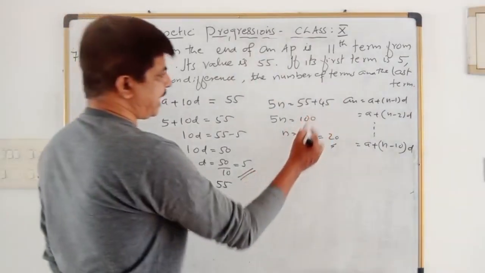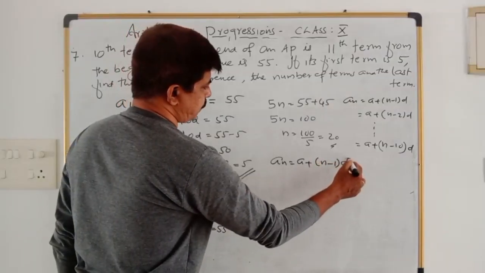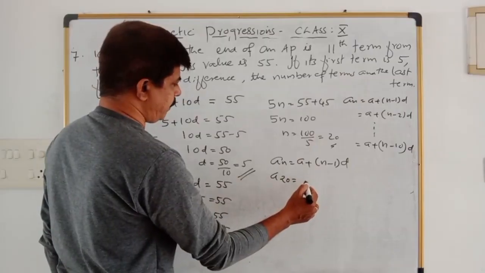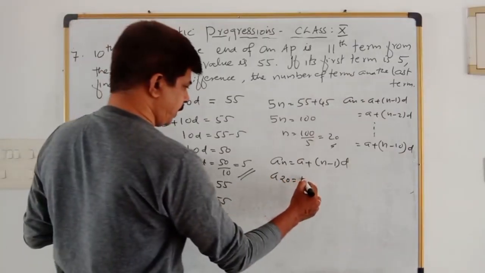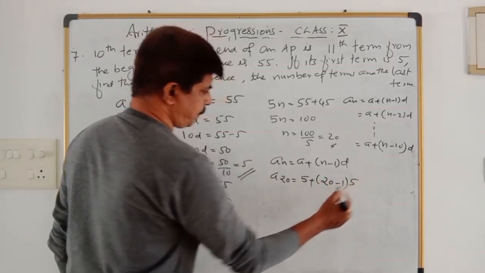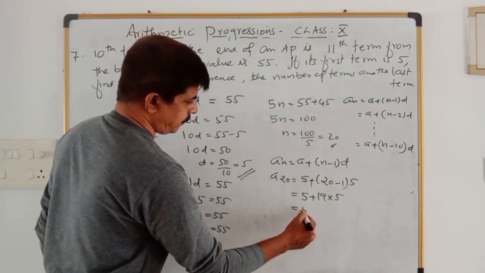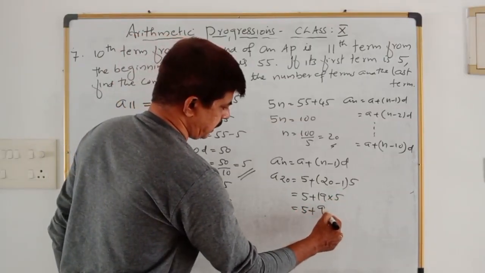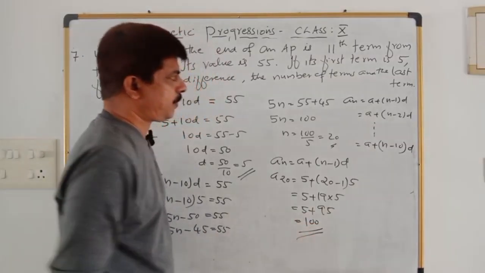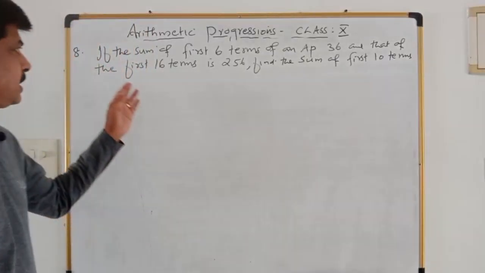Now we have to find the last term. What is the last term? How will you find it out? a plus n minus 1 into d. There are 20 terms, so we are supposed to find a 20. The a value is 5, n is 20 minus 1, d also 5. So 5 plus 19 into 5. 5 plus 19 5s are 95. So 95 plus 5, 100. Therefore, the 20th term of the given AP is equal to 100. Okay, now here is our 8th question.